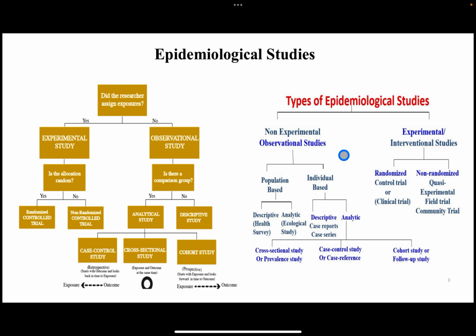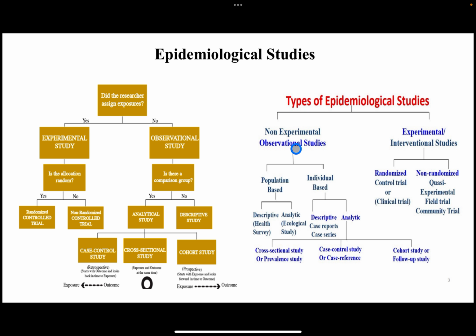Is that okay? Great. So we have two broad types of epidemiological studies. We have the non-experimental study, and then we have the experimental or interventional study. Under the experimental interventional study, we have the randomized control trial or the clinical trial, and we have the non-randomized, or quasi-experimental, or field trial or community trial. Under the observational, we have two main forms: the descriptive observational studies and then the analytical observational studies.